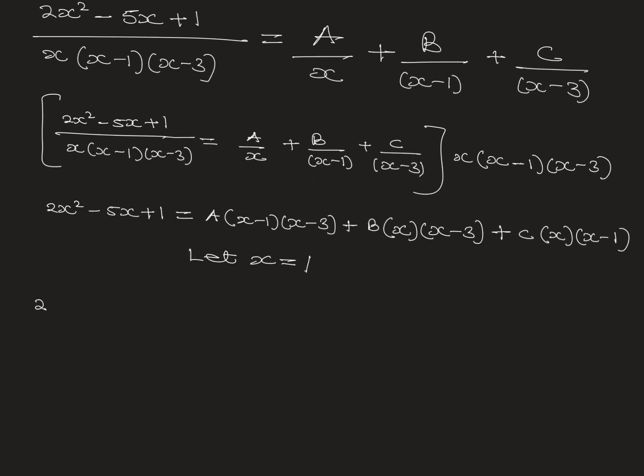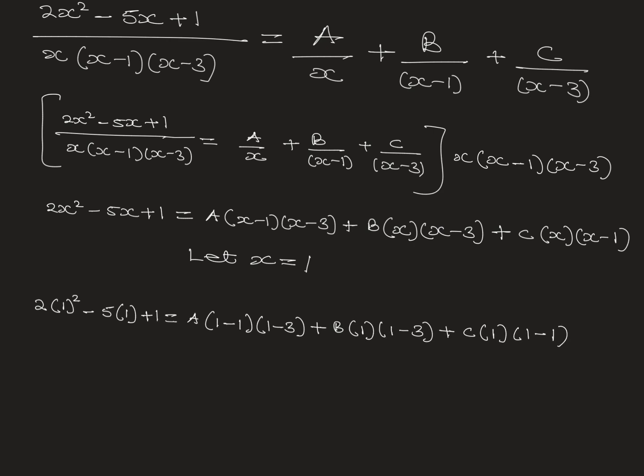That is going to be 2 into 1 squared minus 5 into 1 plus 1 is equal to a into 1 minus 1 into 1 minus 3 plus b into 1 minus 3 plus c into 1 minus 1. So what do we have with that?